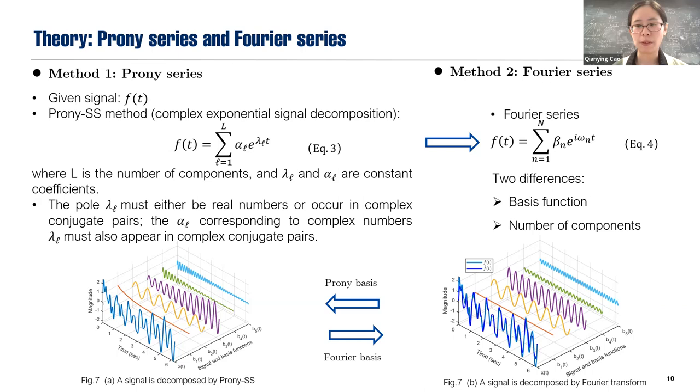On the other hand, the basis of a Prony series comprises complex exponentials. As shown in figure 7a, the basis functions can be purely harmonic, damped harmonic, or purely damped exponential functions. In comparison, figure 7b shows that all basis functions are harmonic. Thus, the Prony basis functions are more flexible and expressive than the Fourier basis functions. Consequently, the signal in the left figure can be easily expressed by only 5 components, whereas the Fourier series requires more than 5.